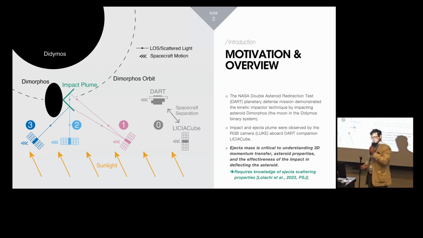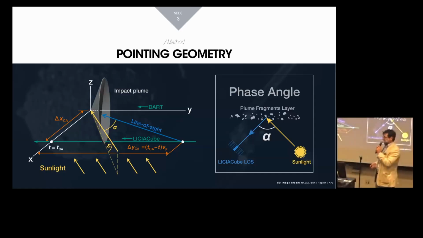Why do we care about ejecta mass? Ejecta mass is critical to understanding the full 3D momentum transfer, asteroid properties, and the effectiveness of the impact in deflecting the asteroid. But to do that well requires accurate knowledge of the ejecta scattering properties, as we showed in our previous paper, because if you don't get that right, your ejecta mass estimates can be off by more than an order of magnitude.